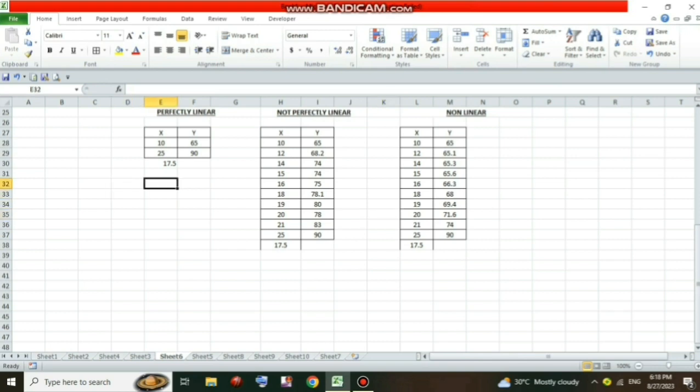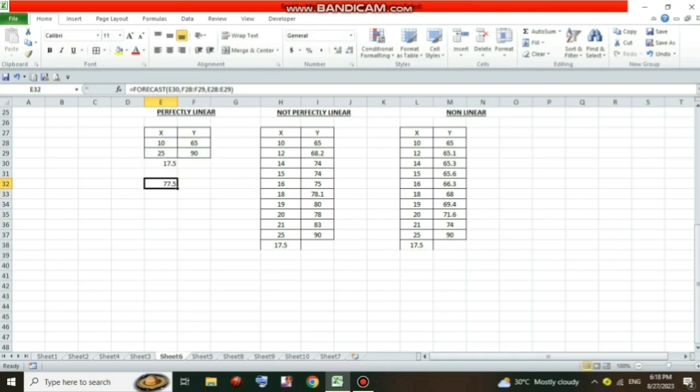For case number 1, let me try to use forecast. Let me use that formula. The x value is this 17.5, the known y's are this, and the known x values are this. Let me close the bracket.